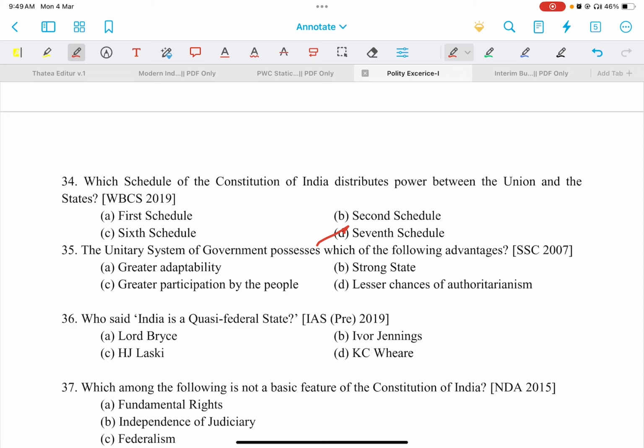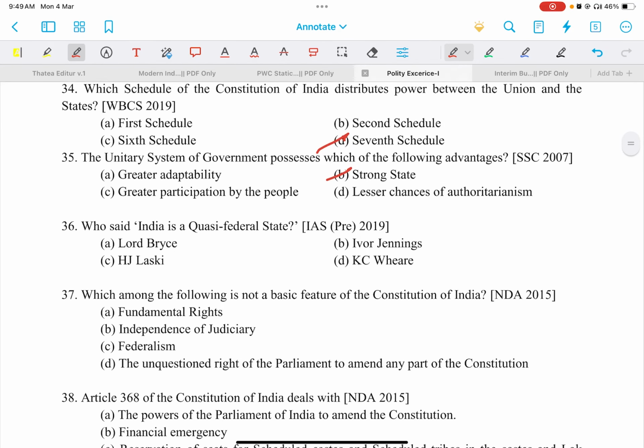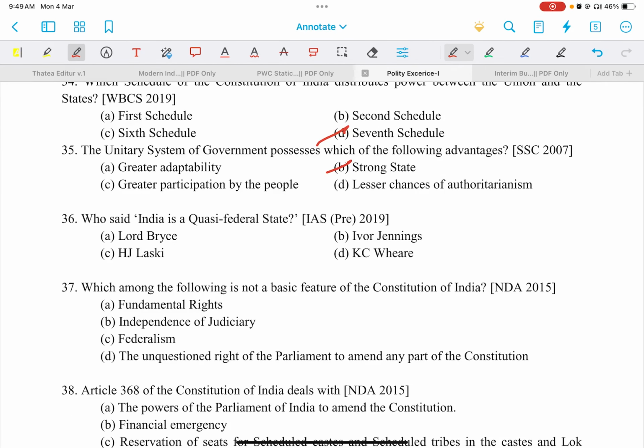A unitary system of government possesses which of the following advantages? Unitary method, strong state and province strength. Who said India is a quasi-federal state? Quasi-federal, yes.